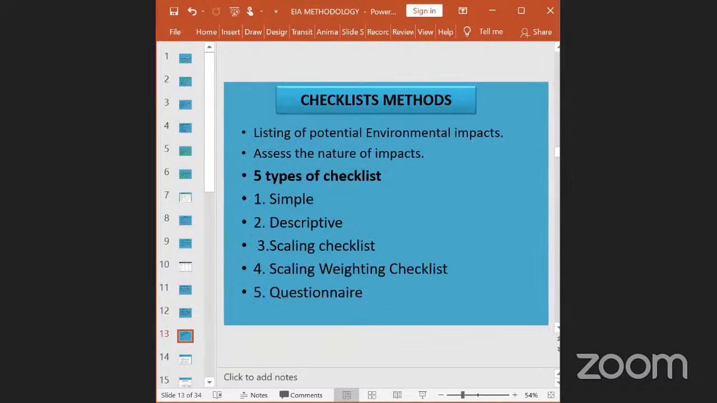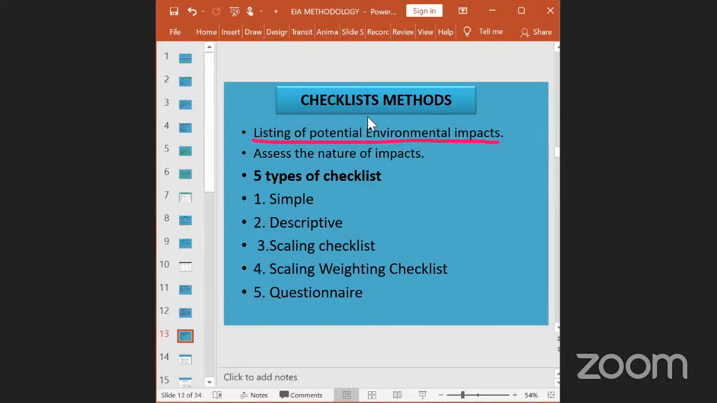Next one is the checklist method. A checklist means a listing of potential environmental impacts. We have discussed earlier various environmental impacts during a development project. So first of all, we have to find out what could be the various environmental impacts on the project.